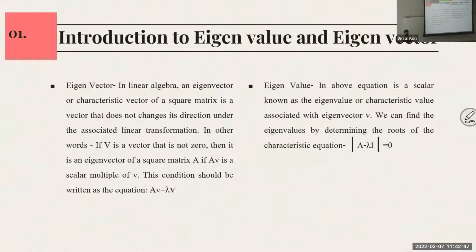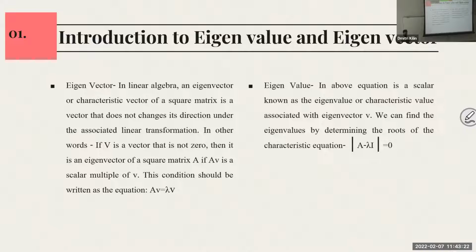So the introduction to eigenvalue and eigenvector: in linear algebra, an eigenvector or characteristic vector of a square matrix is a vector that does not change its direction under the associated linear transformation. So that's kind of hard to follow. In simple words, if V is a vector that is not zero, then it is an eigenvector of a square matrix A if AV is a scalar multiple of V. This condition can be written as the equation AV is equal to lambda V.